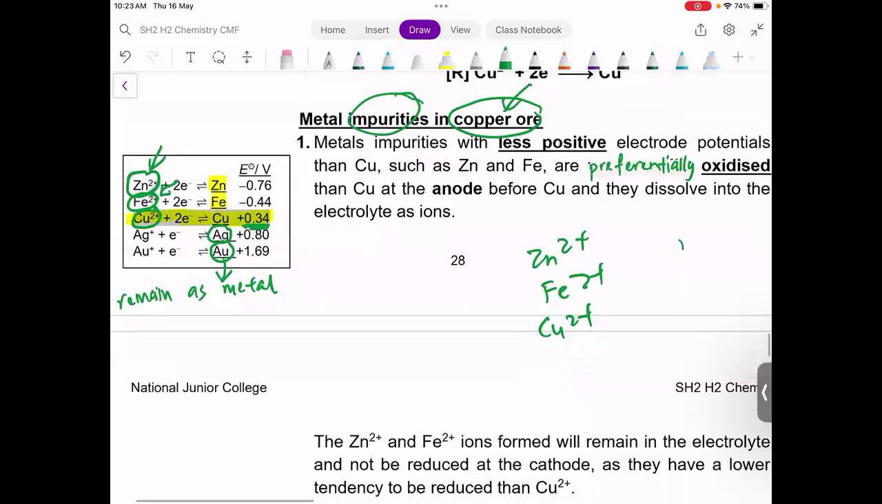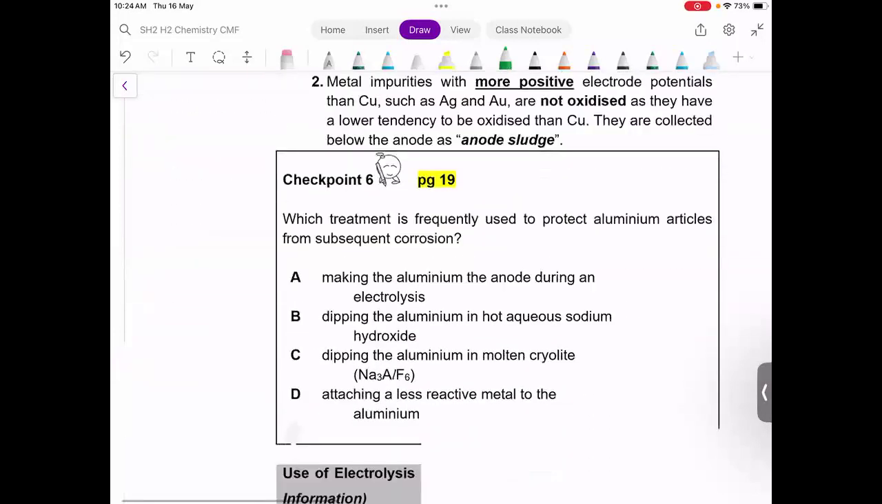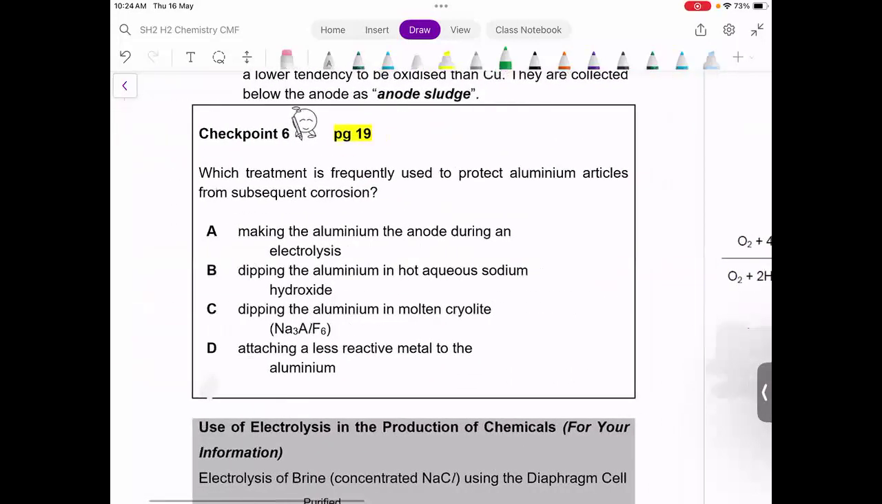All right, so if you are able to understand, you are required to know how to explain how it works by quoting the relevant half equations and the E naught values. Okay, so this is required in your syllabus. Okay, so let's quickly look at checkpoint 6. After we are done with this, I will release you. It's almost done. Okay, 5 minutes left. Sorry. Okay, so let's quickly look at checkpoint 6.